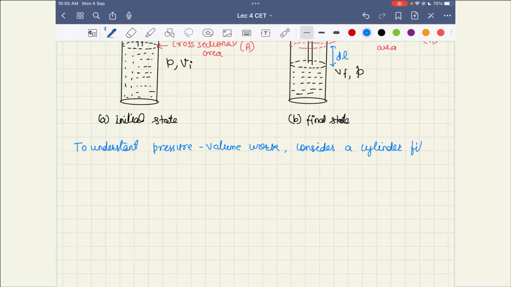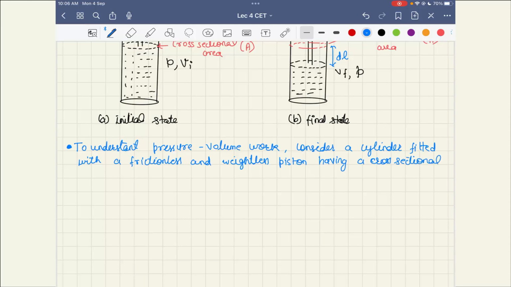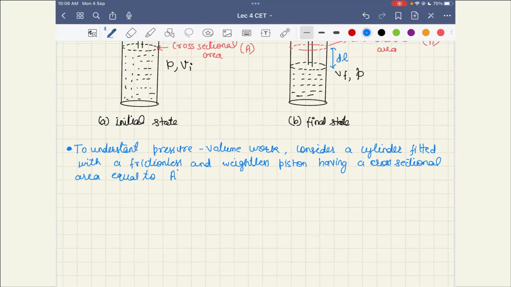Consider a cylinder fitted with a frictionless and weightless piston having a cross sectional area equal to, let's say for example, A. Okay.